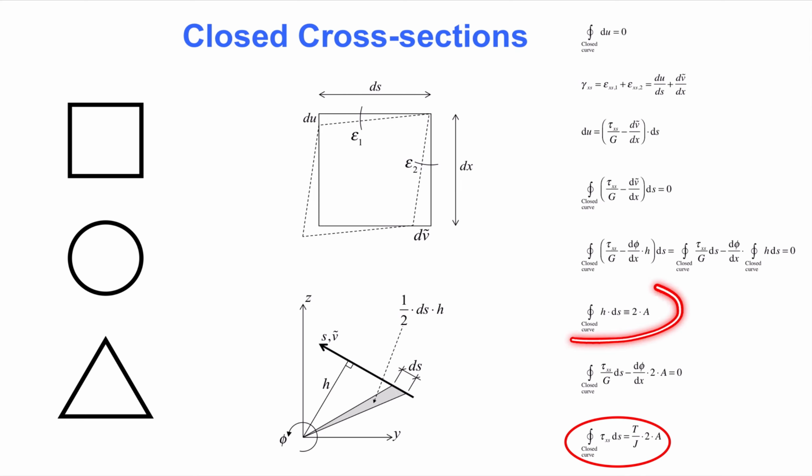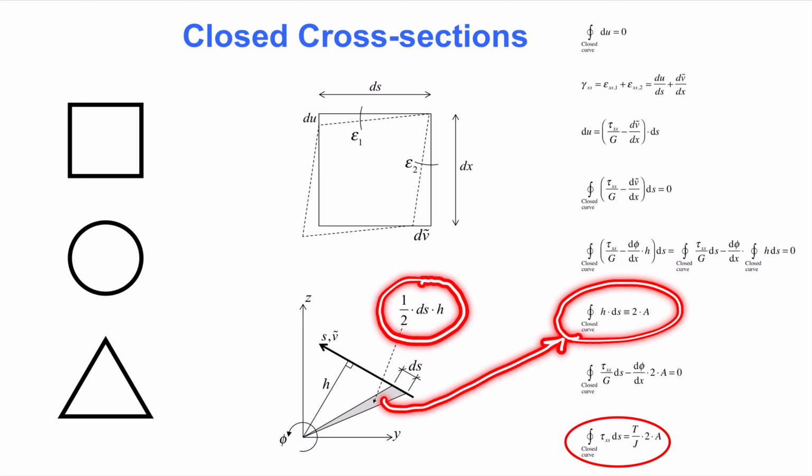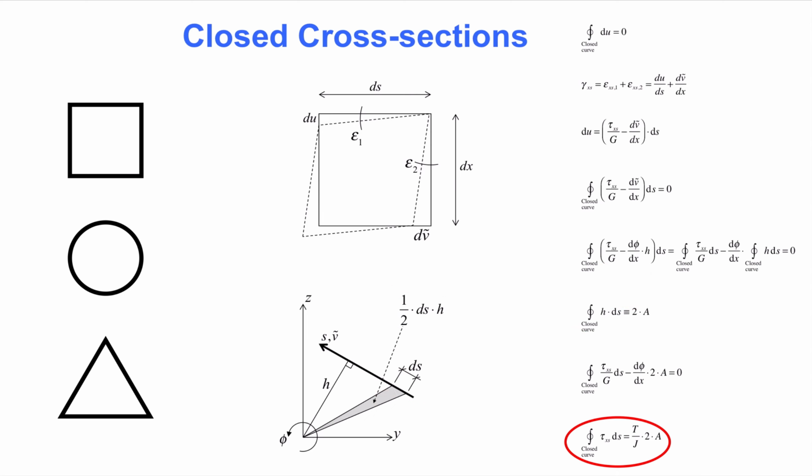Next, we examine that integral. With reference to the shaded area in the figure at the bottom, the last integral is expressed in terms of the area within the closed curve, denoted by the letter A. The product h times ds is twice the area of the shaded region. That gives the new compatibility equation in the second last equation on this slide. We now introduce the template equation for Saint Venant torsion, circled in blue earlier in this video, plus we cancel the shear modulus, G, in order to arrive at the final kinematic compatibility equation at the bottom of this slide.